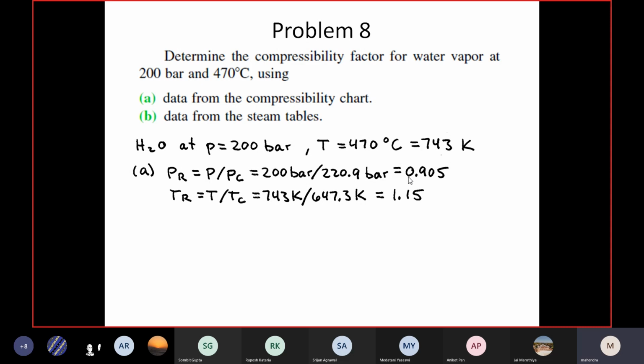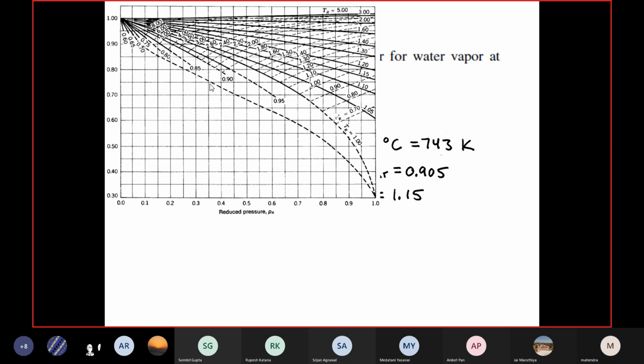For these two values, this is the table, or this is the plot. Yes. This is the reduced pressure. These are different temperature curves. Now this is 0.9, means around over here, and this is the 1.15 curve. So at this point, compressibility is coming like this. Compressibility factor 0.79. For this curve, this is the point. Okay, 0.79.